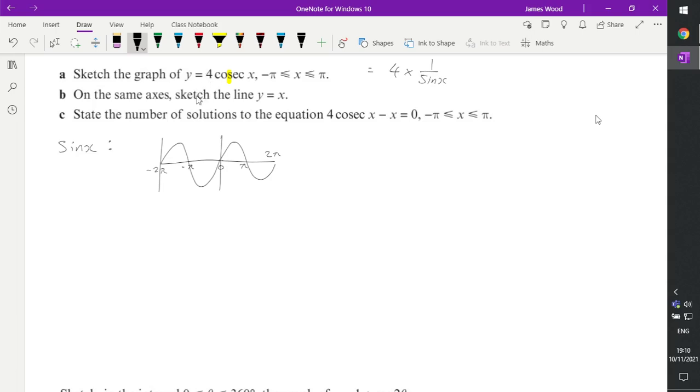vertically stretch it by 4. Okay, hope you remember back when we did this for the year 1 content, that would be 4 lots of f of x, so a vertical stretch of 4. Okay, let's draw the cosec graph.